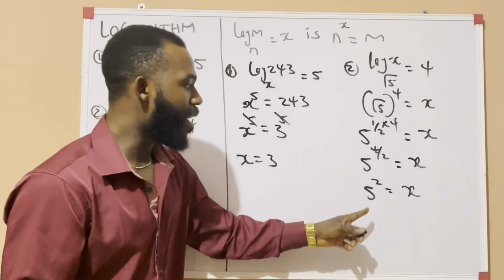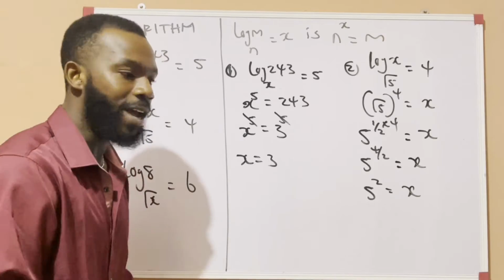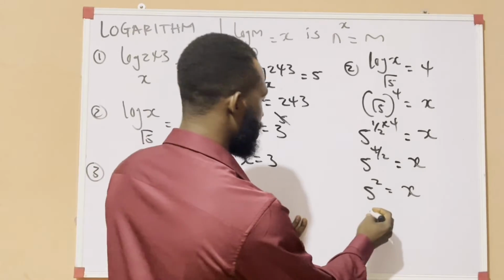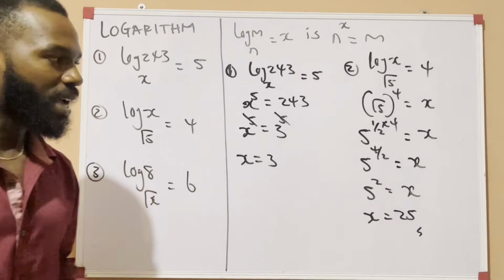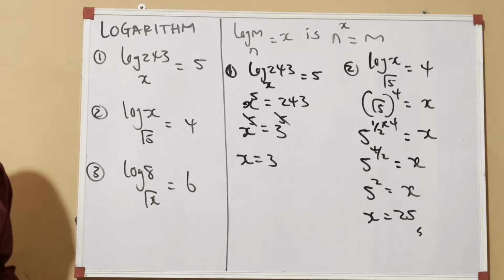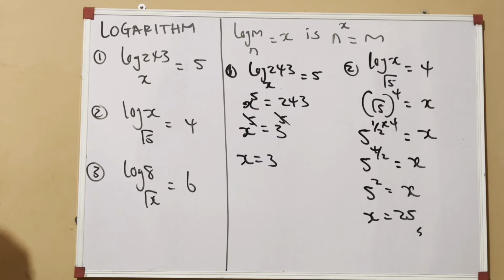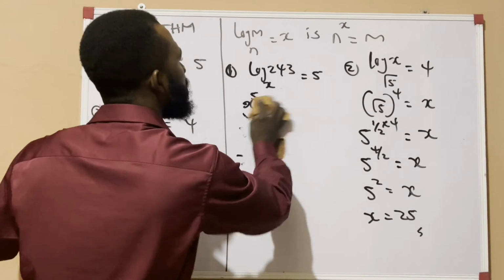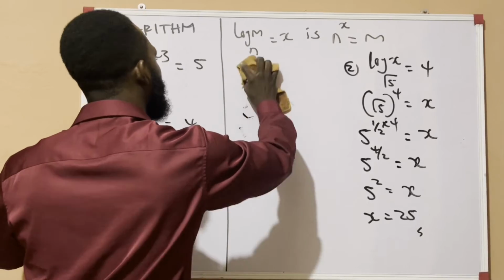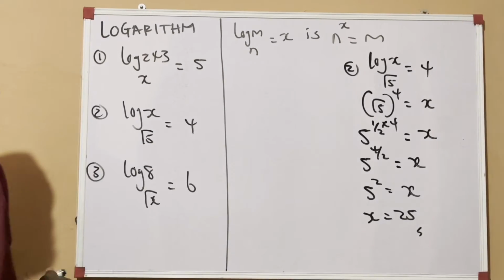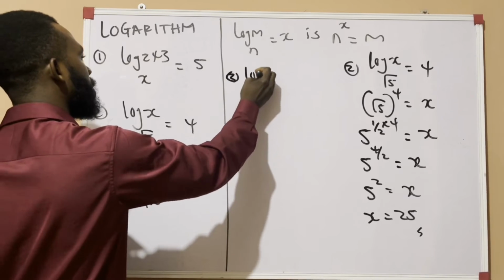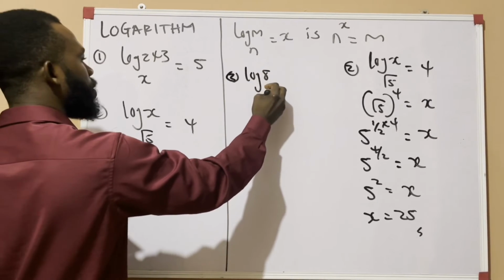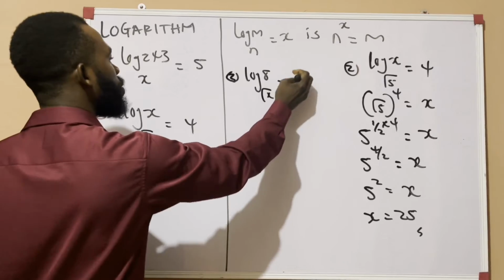And of course, 5 raised to the power 2 means 5 times 5, and 5 times 5 gives us 25. So therefore, x is equal to 25. That is the answer to question number 2. Okay, let us solve question number 3. Question number 3 says log 8 to the base of root x equal to 6.